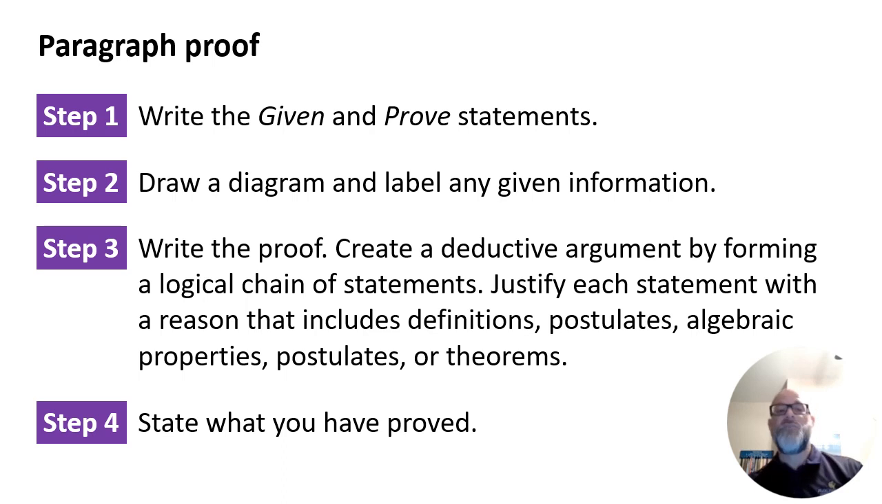How do you write a paragraph proof? Write the given and write what you're going to prove. Draw a diagram and label any given information, especially for geometric paragraph proofs. A diagram would be great. Then write the proof. Create a deductive argument by forming a logical chain of statements. Justify each statement with a reason that includes definitions, postulates, algebraic properties, or theorems, and state what you have proved.